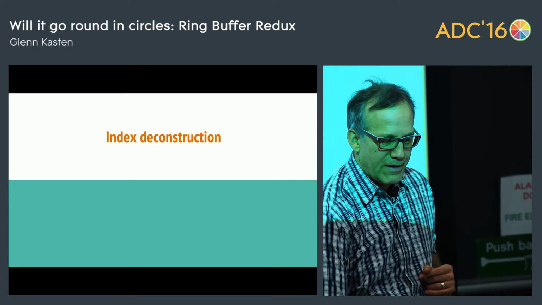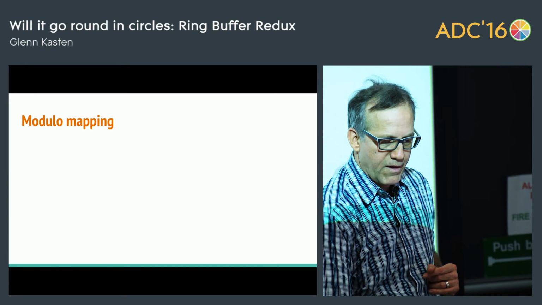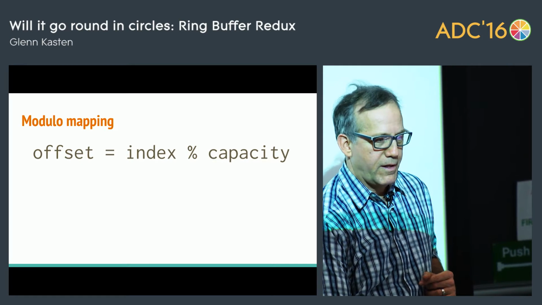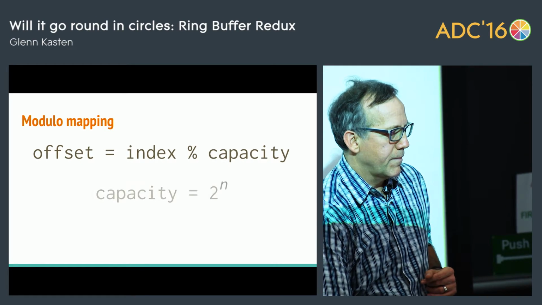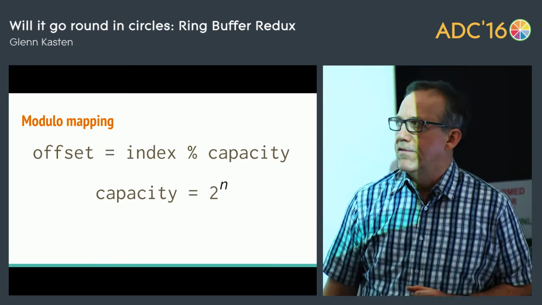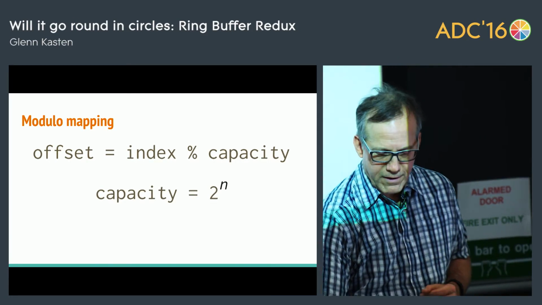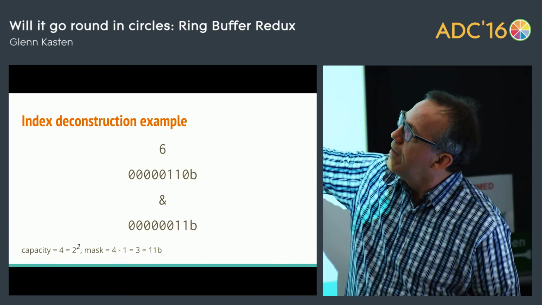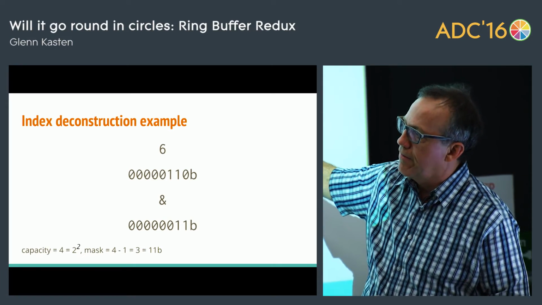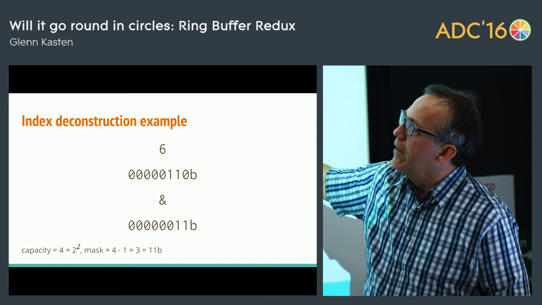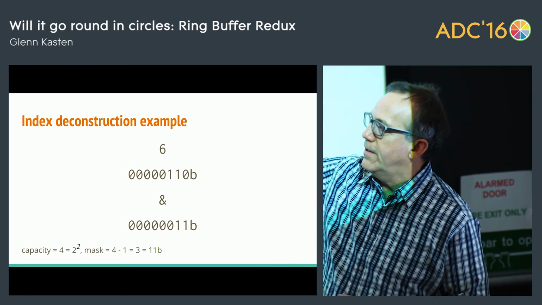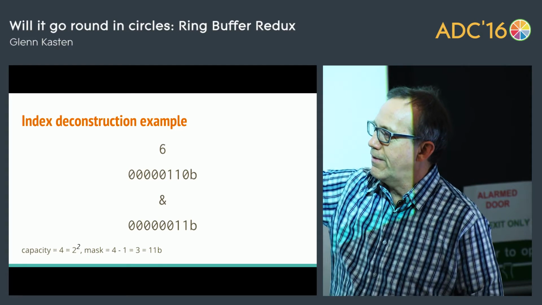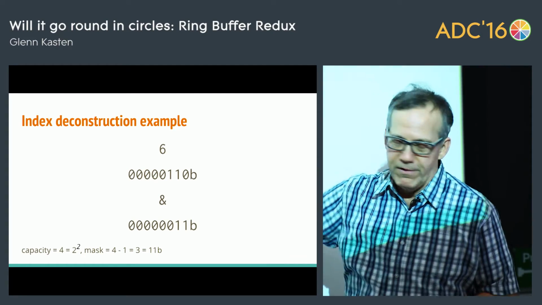Okay. Let's look at the index in more detail, specifically for modulo mapping. So we remember that the offset into the array is equal to the index mod the capacity. I'm going to make an assumption. If the capacity is a power of 2, then we can look at these as bits. So for example, if the index is 6 and the array size is 4, which is a power of 2, then we can find the offset. Rather than dividing 6 by 4 and taking the modulo, we can just AND it with 4 minus 1, which is 3.